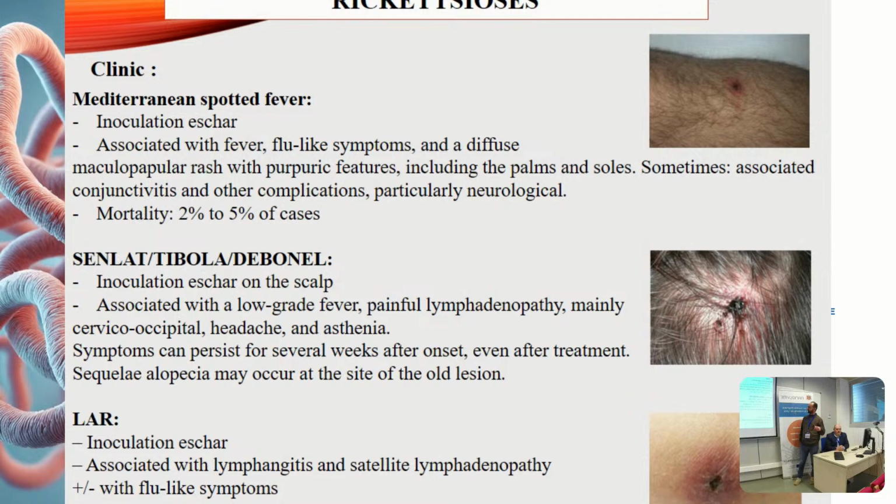After this scar, this inoculation with the rickettsia bacteria, you can have fever, nodes in the cervical regions, headache, asthenia, and afterward alopecia. The last is LAR, with inoculation anywhere on the body, with a local reaction with lymphangitis and satellite lymphadenopathy and flu-like symptoms.